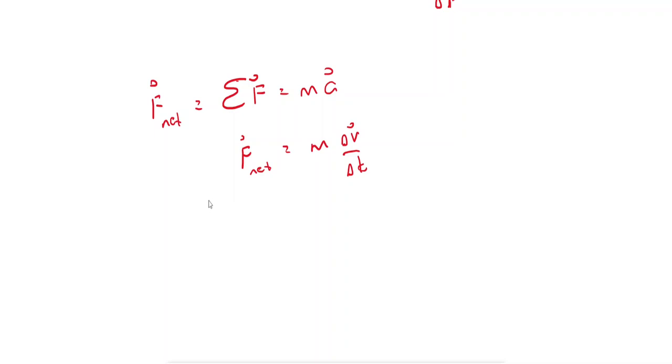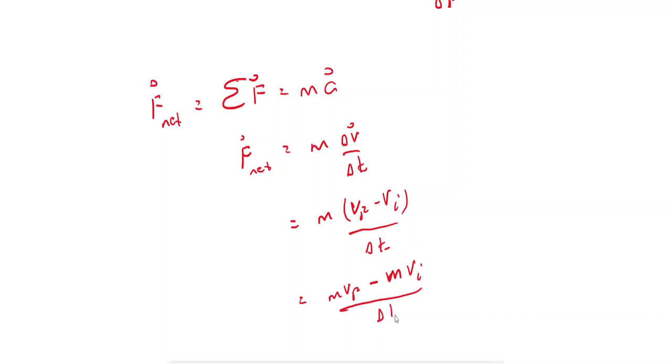Remember, this is what the acceleration is. But if you look at this, this is the same as the mass, and then change in V is going to be V final minus V initial, over the change in T. This is the same as m(Vf minus Vi), because you have to multiply by that. There's a bracket here, there's a bracket there, and then this is going to be change in T.